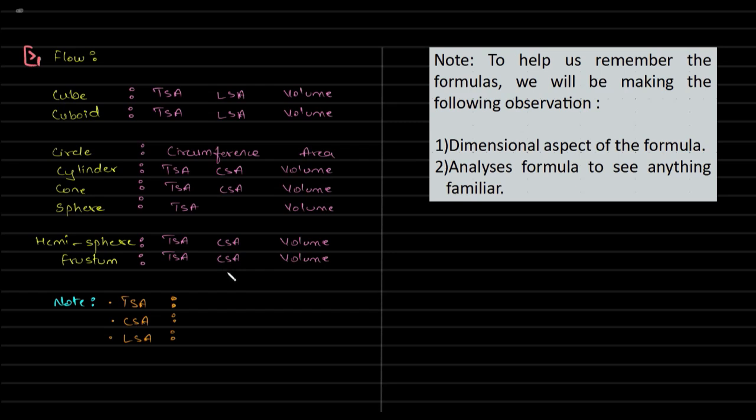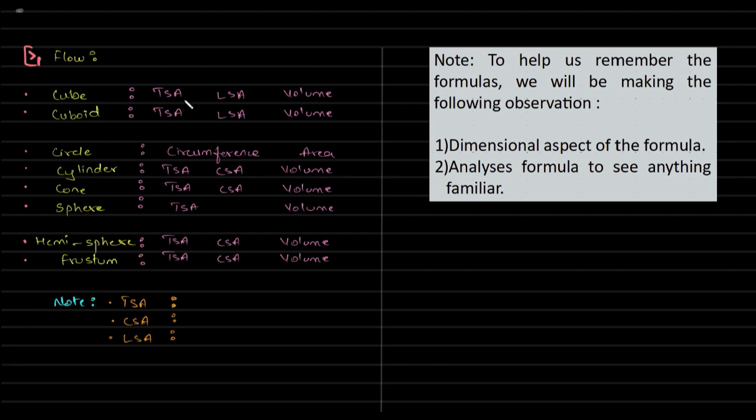In this video, let's discuss a few basic aspects and tricks to make the formulas easy to remember and understand. With this, the formulas that you found difficult will become a lot easier. Well, we'll begin with our flow of the topic. We're going to discuss cube, cuboid, circle, cylinder, cone, sphere, and then hemisphere and frustum. These are the sequence of things that we're going to learn.